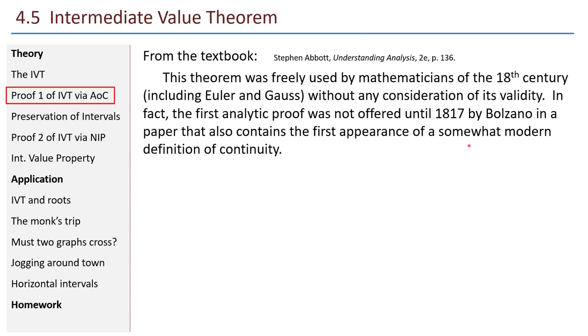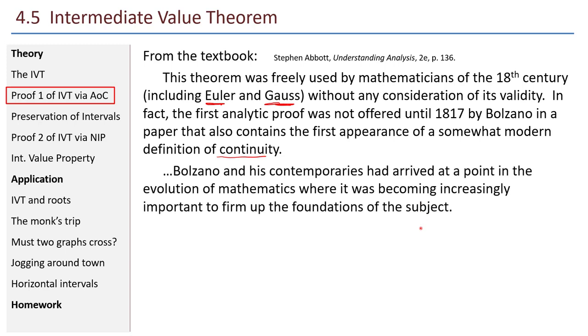The textbook has some interesting historical perspective on the intermediate value theorem. The author writes that this theorem was freely used by mathematicians of the 18th century, including Euler and Gauss, without any consideration of its validity. In fact, the first analytic proof was not offered until 1817 by Bolzano in a paper that also contains the first appearance of a somewhat modern definition of continuity. So the appearance of a rigorous definition of continuity really came together hand in hand with this intermediate value theorem.